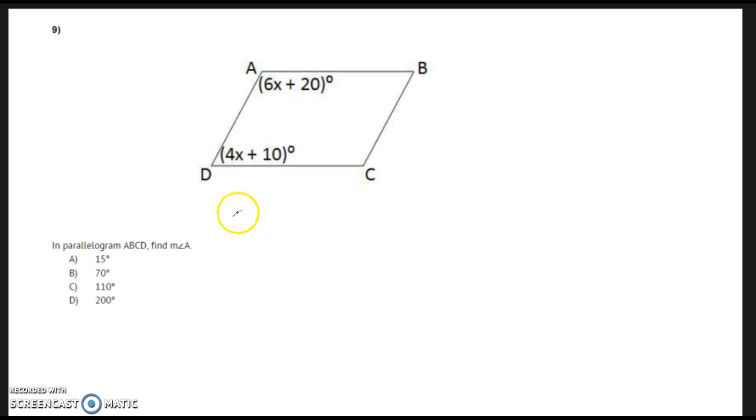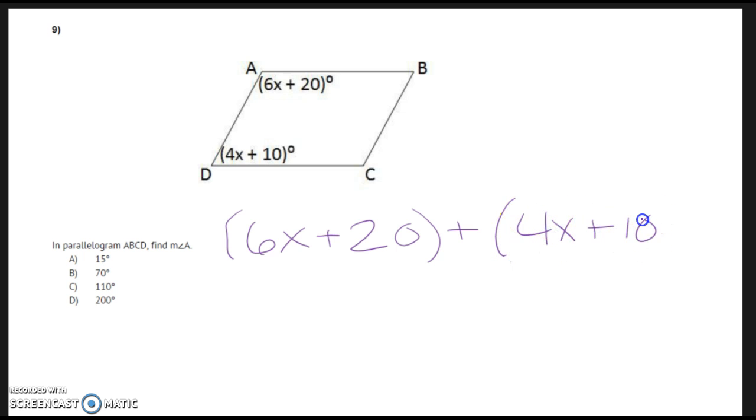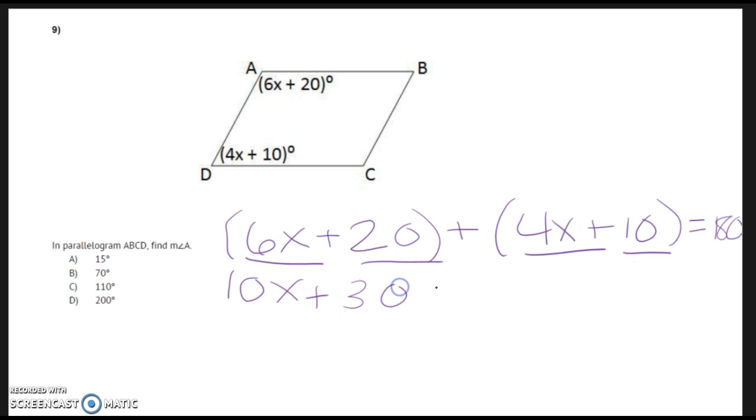So I know that angle A, that's 6x plus 20, plus angle D, that's 4x plus 10, has to add up to 180 degrees. So now we can just combine like terms. 6x plus 4x gives us 10x. 20 plus 10 gives us 30. That all adds up to 180.